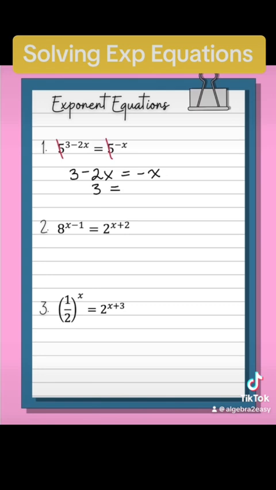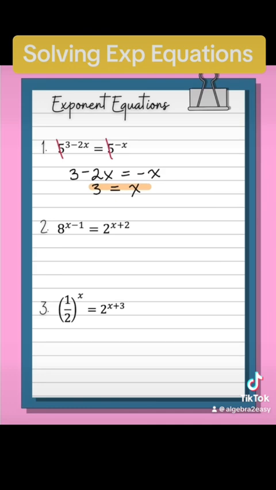I'm going to add the 2x to both sides, and that gives me positive x, and x is equal to 3. And that's your final answer. You can absolutely take your answer and plug it back into both expressions to make sure that it works and that you get the same number, and you can use your calculator to do that. Let's take a look at number 2.